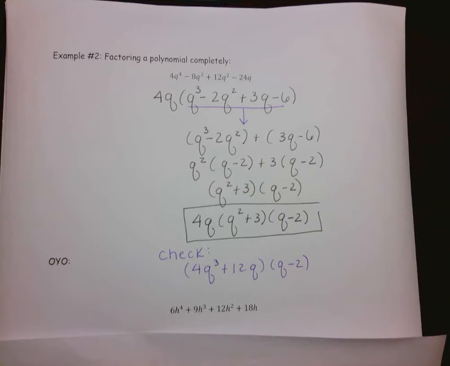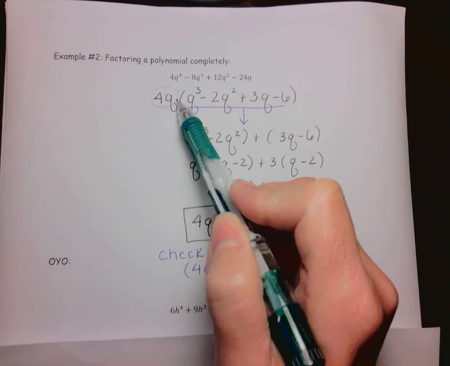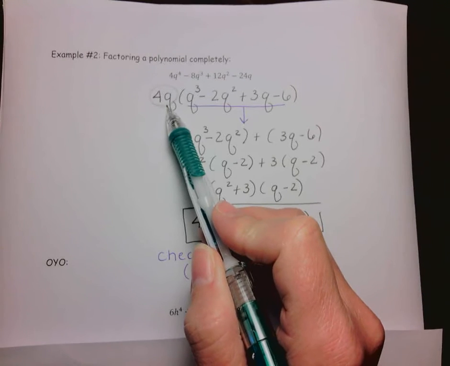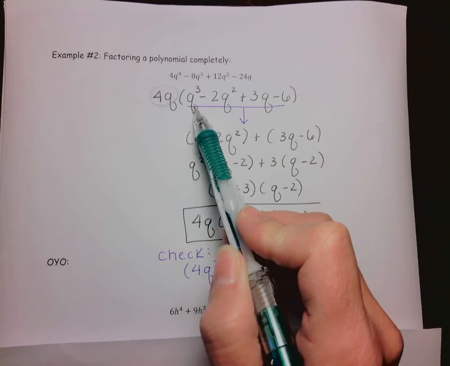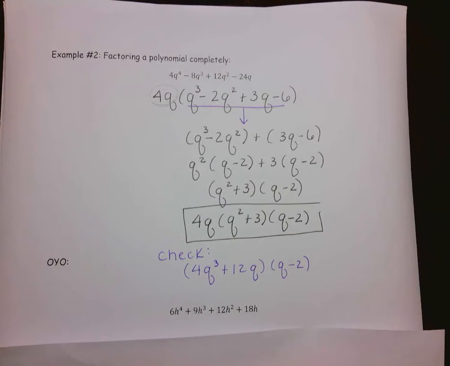Example number 2. This is the exact same process, except remember, whenever you're factoring, you always have to ask yourself, is there a greatest common factor that I can factor out at the very beginning? And here the answer is yes. I can start this process by factoring out 4q at the very beginning. And then once I do so, this is what I have left.